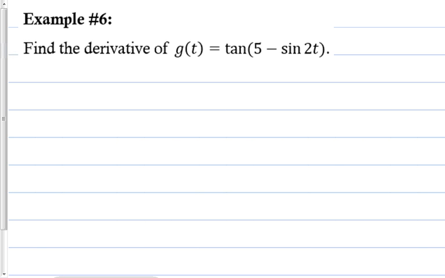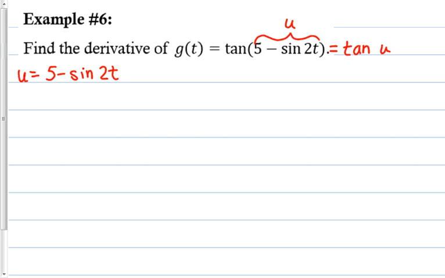Okay, example 6. Find the derivative of g of t equals tangent of 5 minus sine of 2t. Okay, so hopefully it's obvious that all this stuff is the inside stuff. So this is going to be tangent of u. All right, let me take care of this then. So u is 5 minus sine 2t. Oi, that 2 makes it a chain rule.